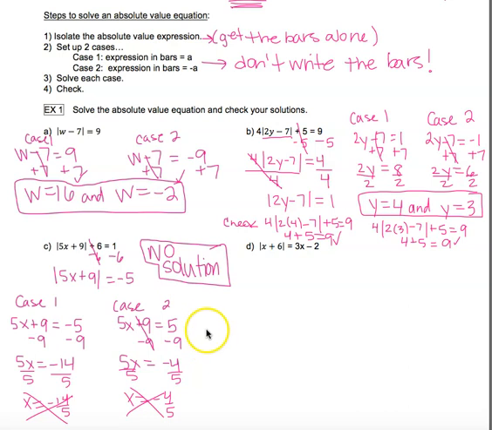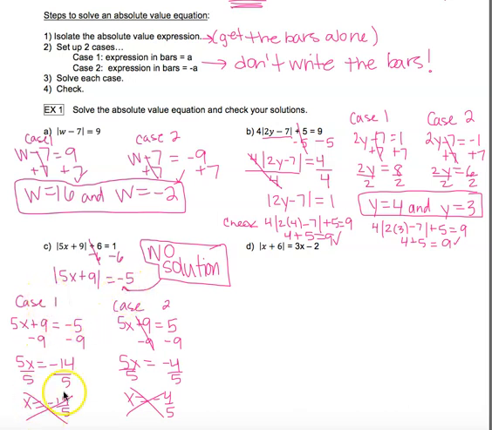Now, let me teach you a trick for spotting no solutions. It's a no solution if you have an absolute value equal to a negative, because absolute value is a distance. Distance can't be negative. So if you've isolated and it's equal to a negative, one trick, if you can remember it, is that that's always no solution.